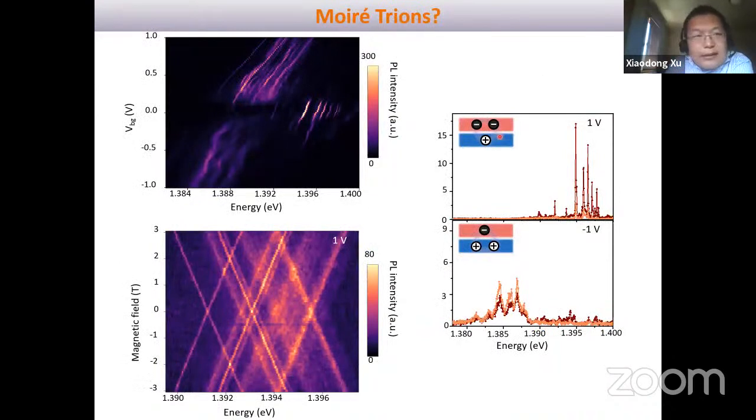So in the last couple of minutes, I will show you some new developments. The first is gate dependent Moiré excitons. In this case, we can tune the charging in the system. So in addition to the neutral Moiré exciton, now we can realize charged Moiré excitons, basically called Moiré trions. We did polarization dependent measurements, also magnetic field dependent measurements. Everything is consistent with trion features.